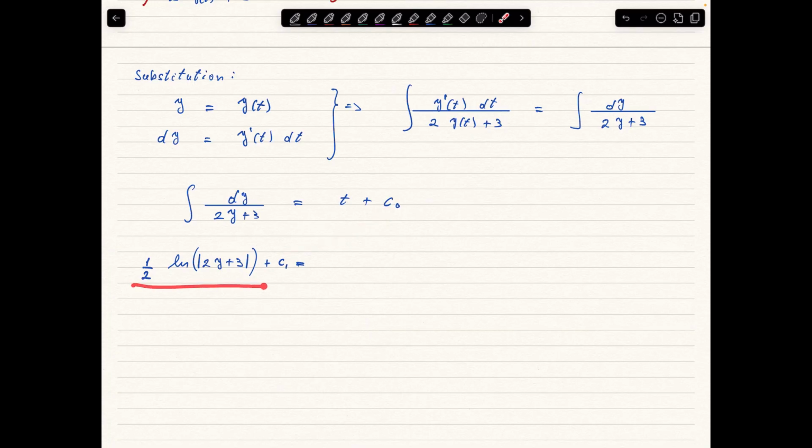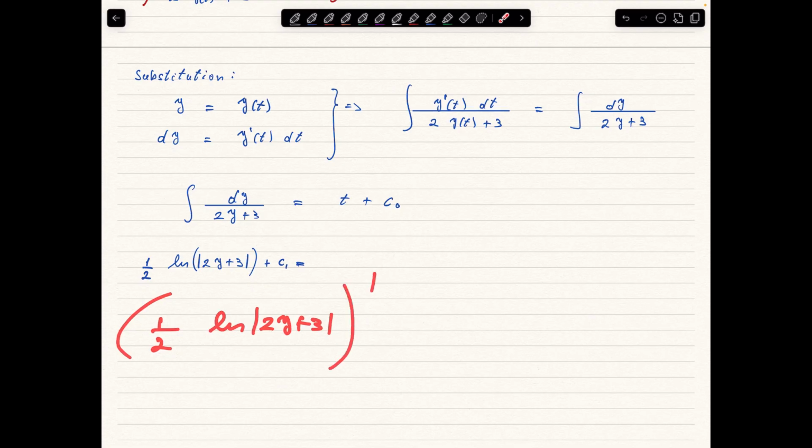So let's double check that this is the right integration of this integral. Let's compute the derivative. We have 1/2 natural log of 2y plus 3, and we compute the derivative of that. What is it going to be equal to? I'm just checking. This is just the 1/2 that we have here.